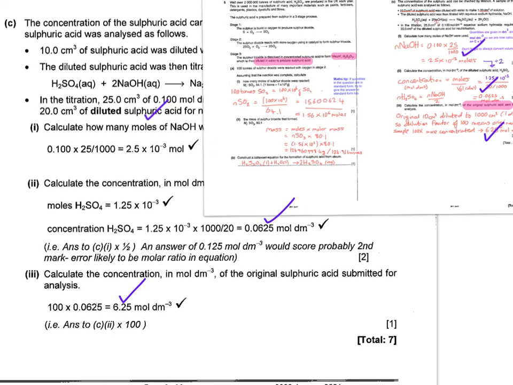Now that's only 6 marks, and there's 7. I forgot to mention this mark here. And if you can see this bit here, we got that one as well. So that shows the examiner that we were able to divide 2.5 times 10 to the minus 3 by 2.